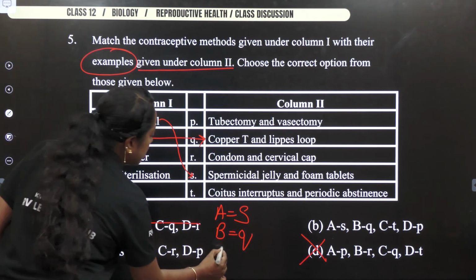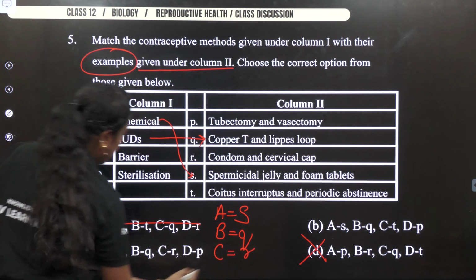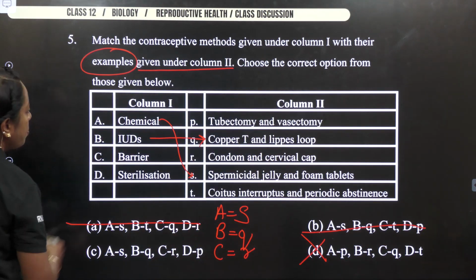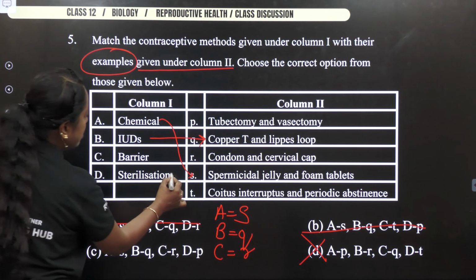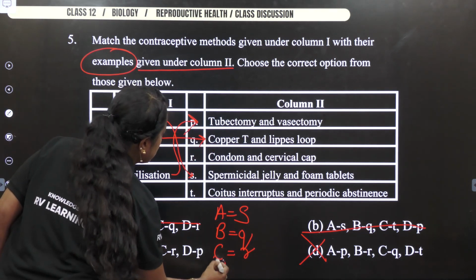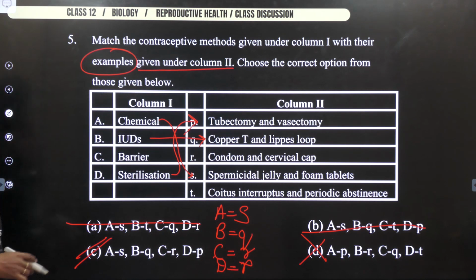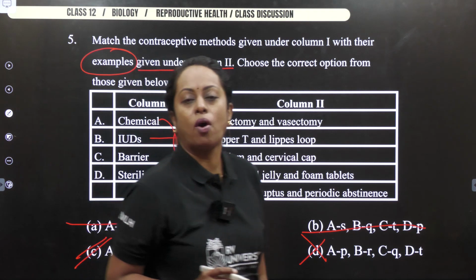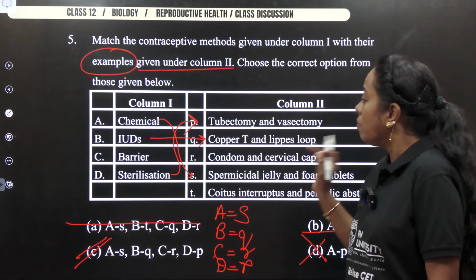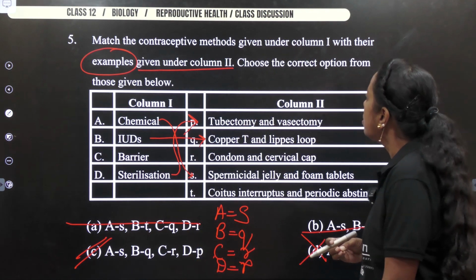Next, C is barrier. So barrier is said to be R here. So C is R. So B is also removed. Next, let us take the sterilization technique, tubectomy. Then D becomes P. So your answer is option C. And I hope you have also marked your answer as option C for this question. Cross check it. It covers almost all the important points that we have to study under contraceptive methods.